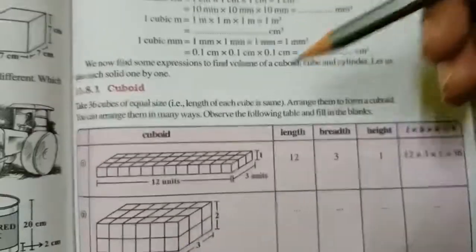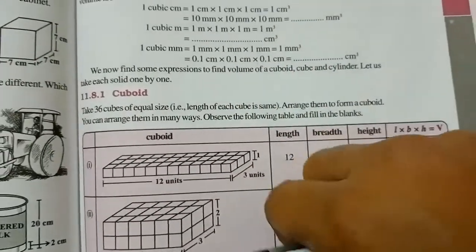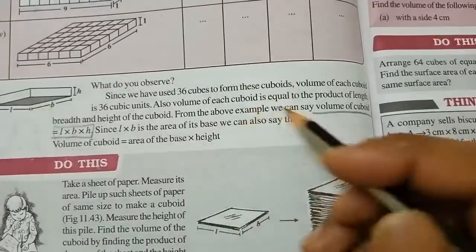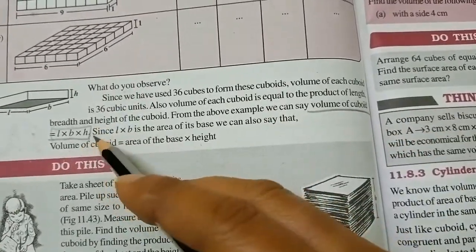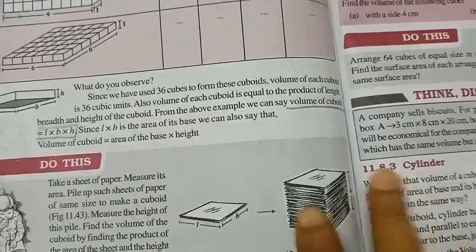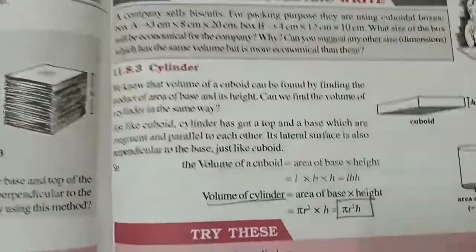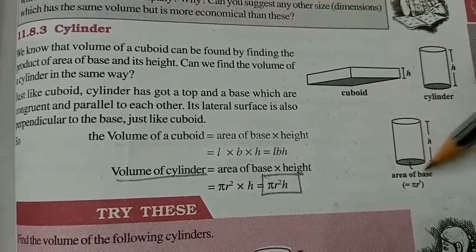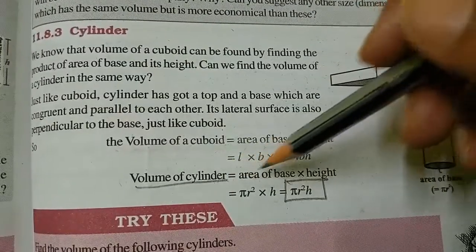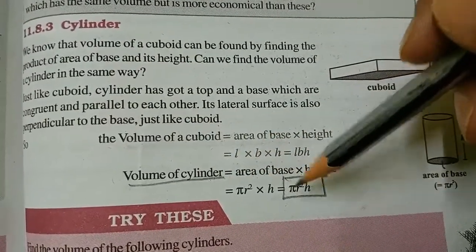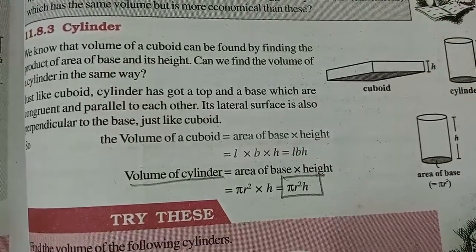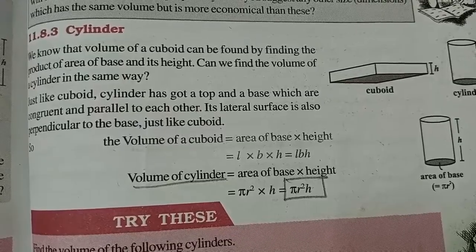Next is the cuboid. This is the figure of a cuboid, and the formula for the volume of the cuboid is given on the next page: length into breadth into height. Very nice. Next is the cylinder. This is the cylinder figure, which has height and radius. So the volume of the cylinder is pi r square h, where r is the radius and h is the height. These three formulas you have to remember very nicely.